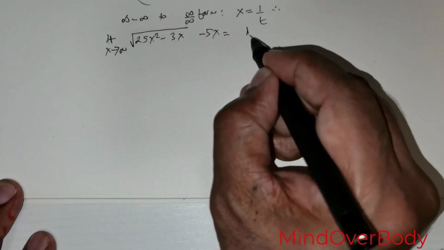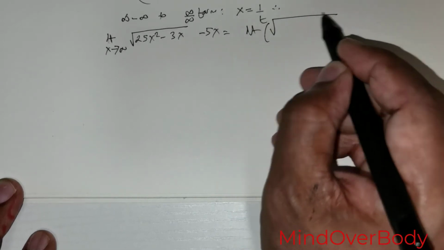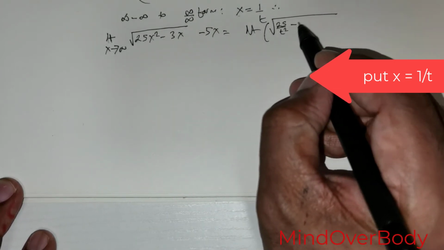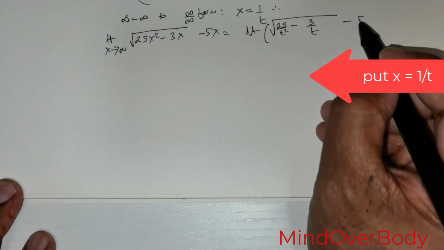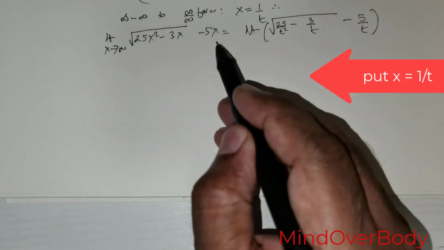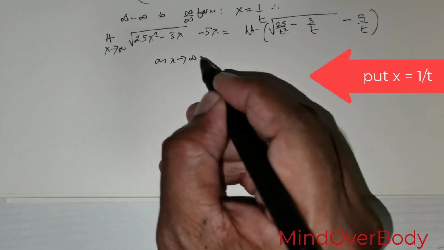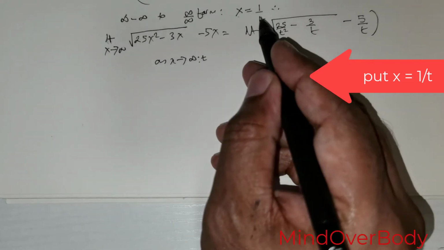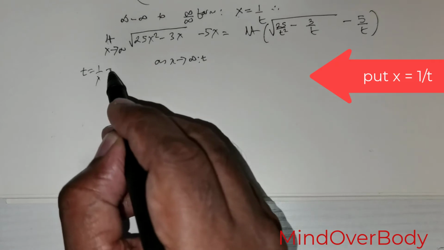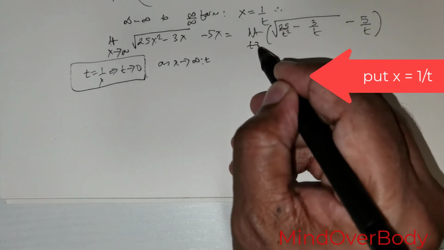Limit x tending to infinity of square root of 25x squared negative 3x negative 5x. This is going to be rewritten as, now I'm not going to touch the limit as of now, so let me just make the substitution. So this is going to be 25, x is 1 over t, so this is going to be 25 over t squared, followed by negative 3 over t, and then negative 5 over t. Now the limits: t is 1 over x. Now x is tending to infinity, so this would imply t will tend to 0. So have that in mind, t is tending to 0.